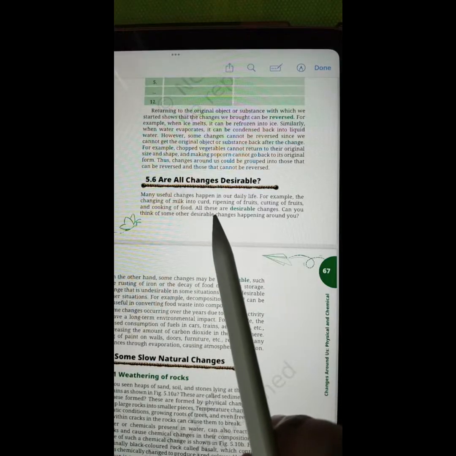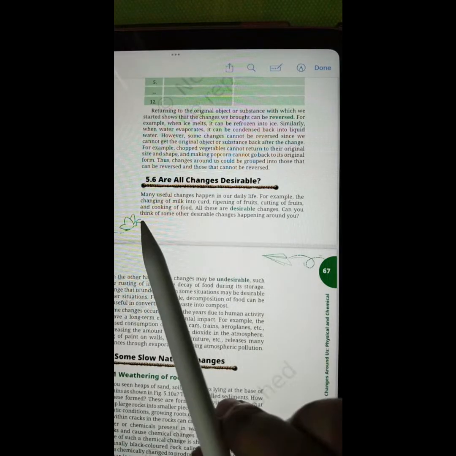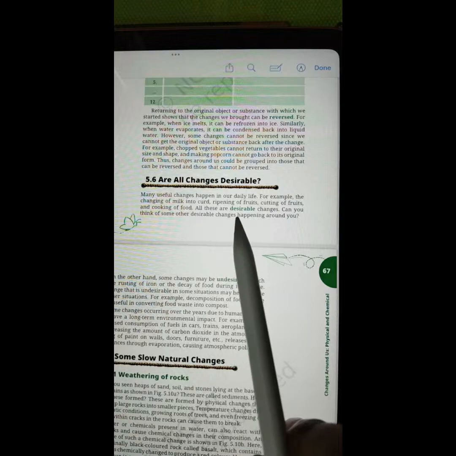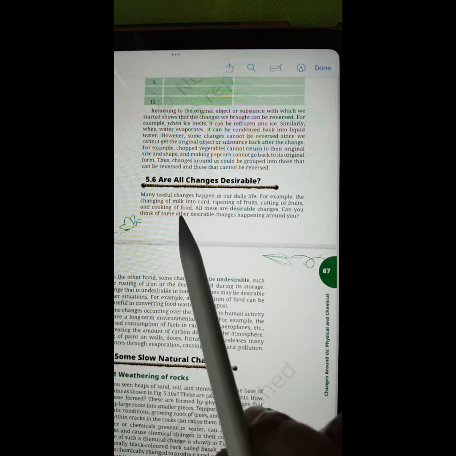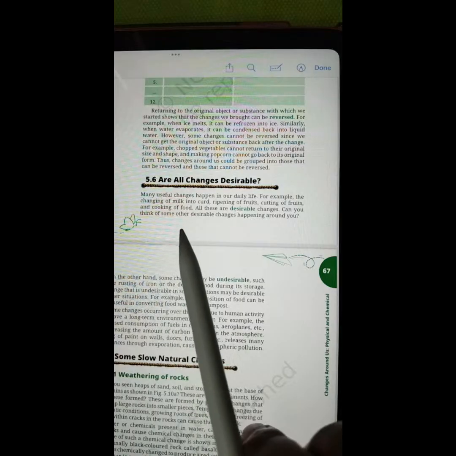Many useful changes happen in our daily life. For example, the changes of milk into curd, ripening of fruits, cutting of fruits, and cooking of food. All these are desirable changes. Can you think of some other desirable changes happening around you?